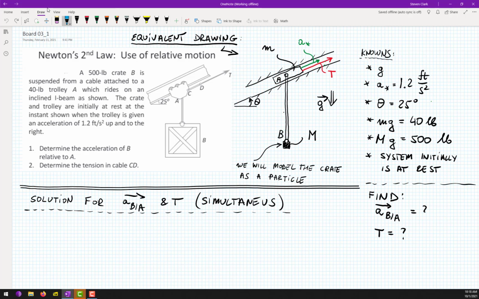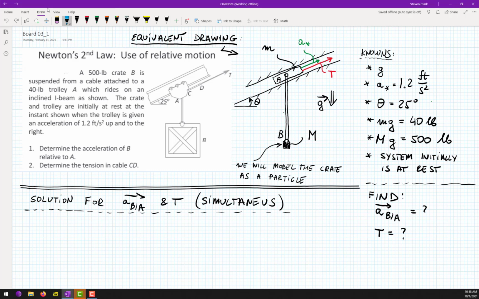That trolley has a given acceleration, A star, I called it, and it is 1.5 feet per second squared. We know the incline, 25 degrees. We know masses; actually, we know how much our bodies weigh, 40 and 50 pounds. And oh, this is important: the system is initially at rest. This is very important information. We will use it later in this problem.